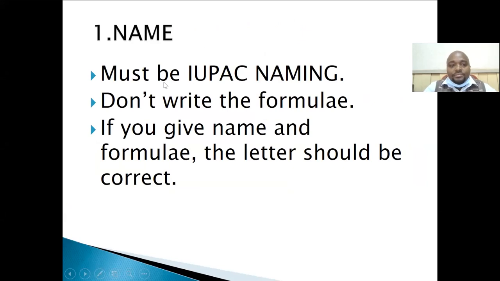When you are told to name, it must be a IUPAC name. For example, if you are told the gas to be produced is carbon 4 oxide, don't say carbon dioxide, say carbon 4 oxide. And please, if you are told to name, don't write the formula. If you give the formula together with the name, then the formula must be correct. Any error, you'll be penalized.